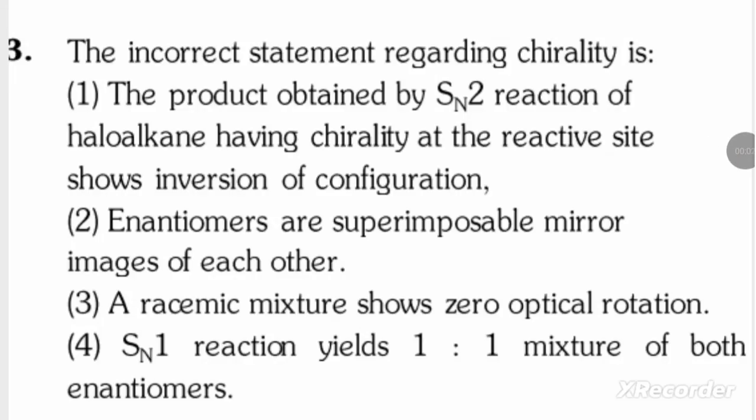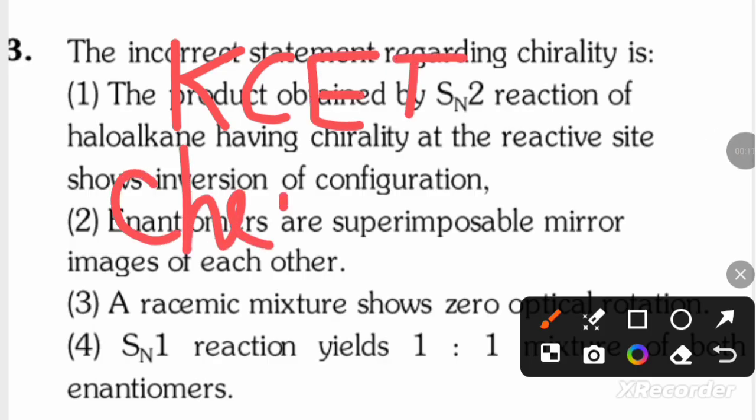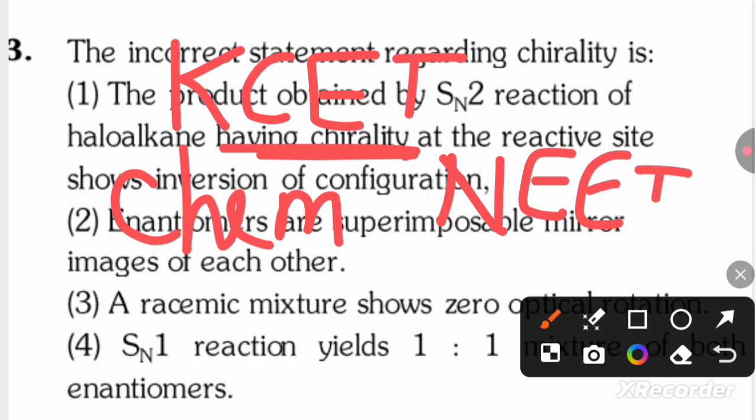Students, in this video we are going to solve one of the model question papers for the Karnataka CET exam, and the subject is chemistry. So we are going to solve the chemistry Karnataka CET model question paper. It is going to be helpful for the coming NEET exam also. Let us solve the first question.